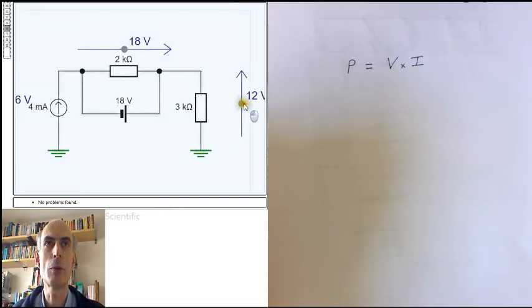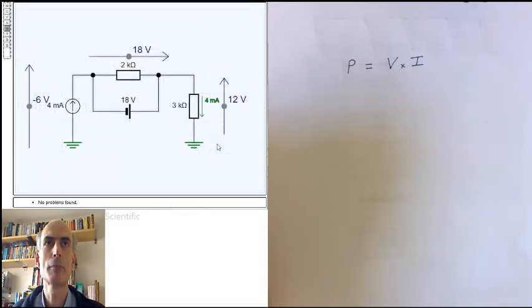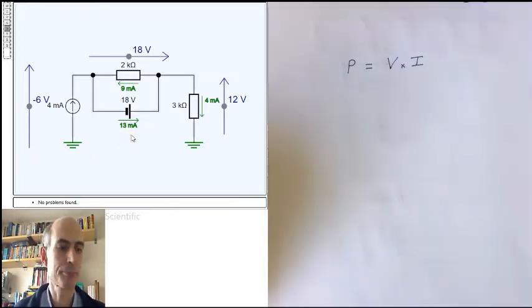I'll just move this out of the way. 4 milliamps flowing down through here. And we calculated before that the current through the 2K resistor was 9 milliamps going this way, and through the 18 volt voltage source was 13 milliamps going this way. Okay, what about the powers?